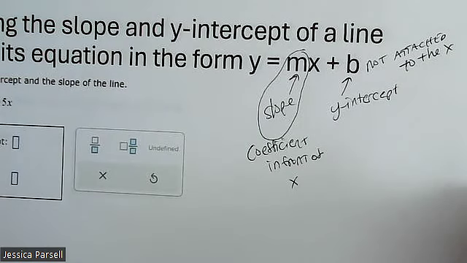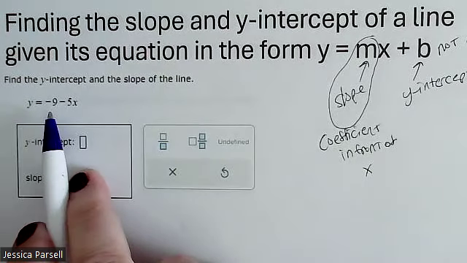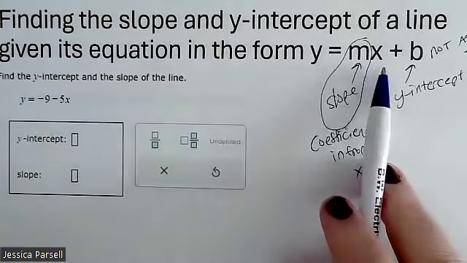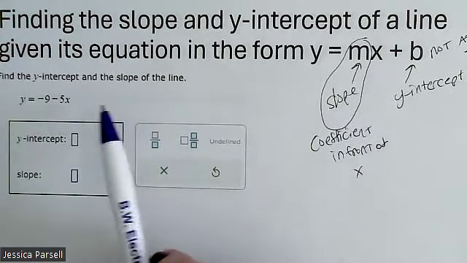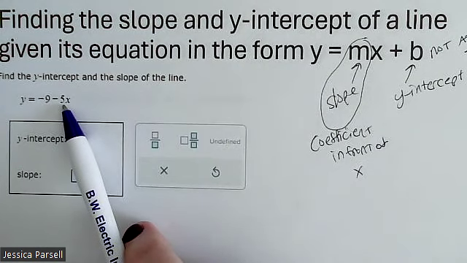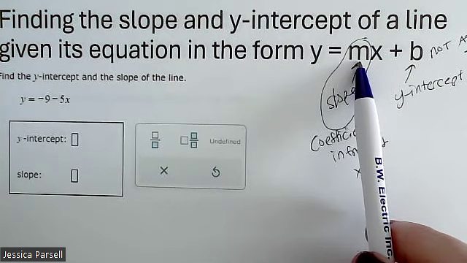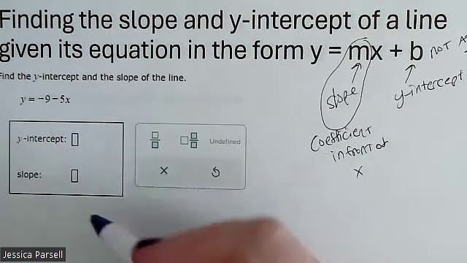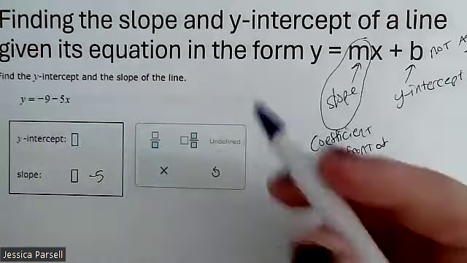Okay, so the practice one they give us is y = -9 - 5x. Well, this looks a little different than that, all right? But we can still break this down. In front of the x is a -5. In front of this x is m, the slope. So our slope is that -5. The y-intercept is what's not attached. So it's that -9.